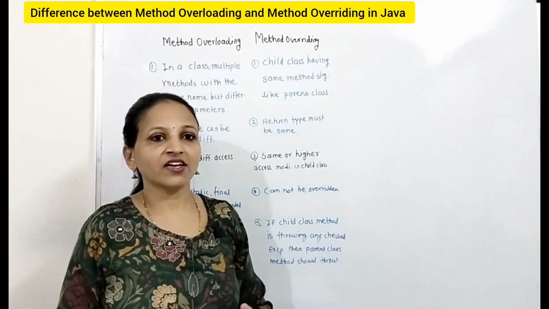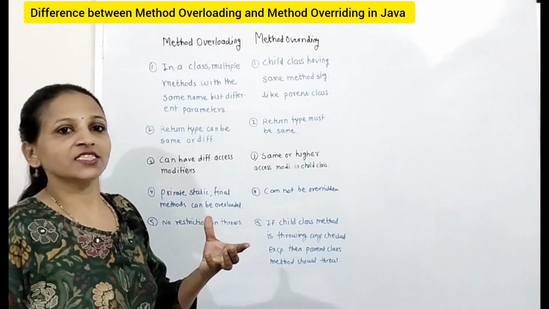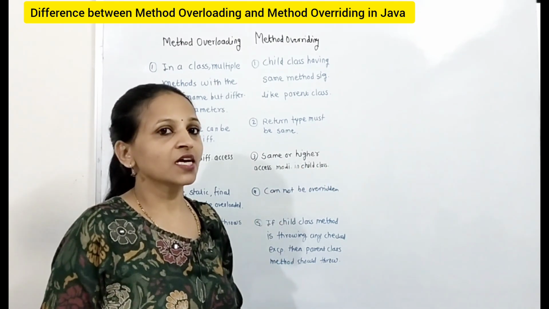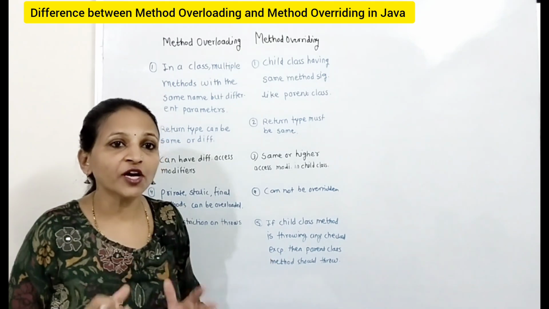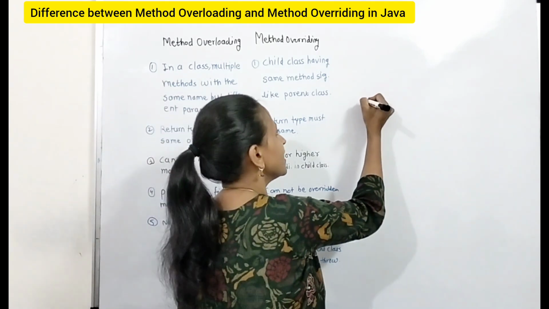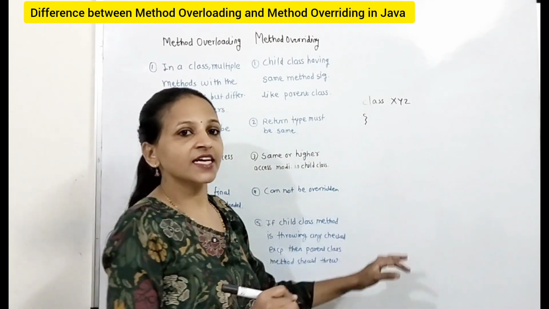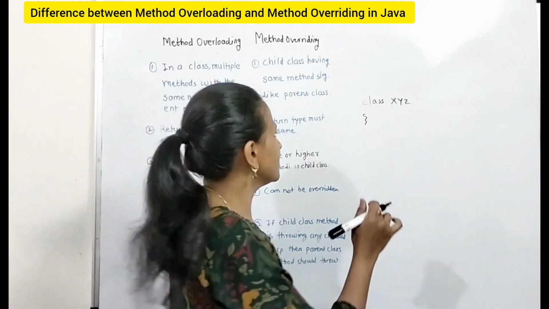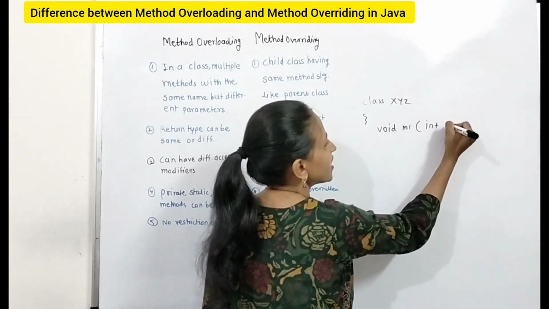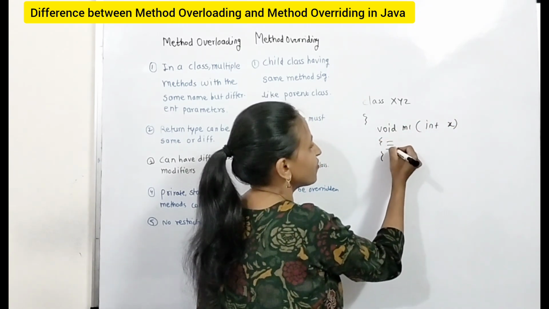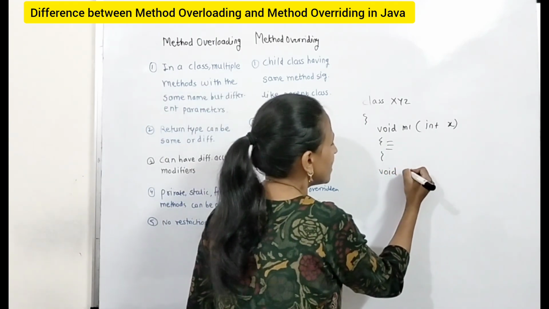See, we can declare variables as well as methods inside a class. Suppose inside a single class we are defining multiple methods having the same name but different arguments, then that is the concept of method overloading. Inside a single class, let class xyz be there, and inside that I have defined one method, let void m1, and it is taking one integer argument, let x. Suppose I have defined that method, and let me define one more method having the same name.